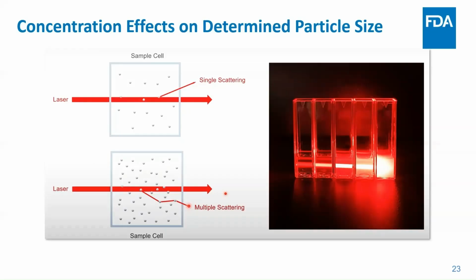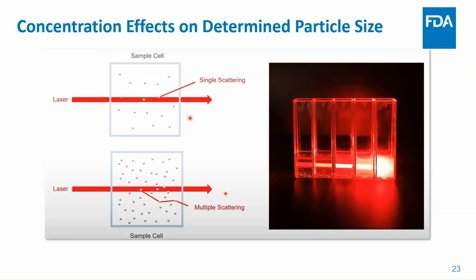And so on the right, you can see when you get to really high concentrations, you get a ton of scattering in the system. And so it's better to be in a region where each photon scattered is interacting with only one analyte.